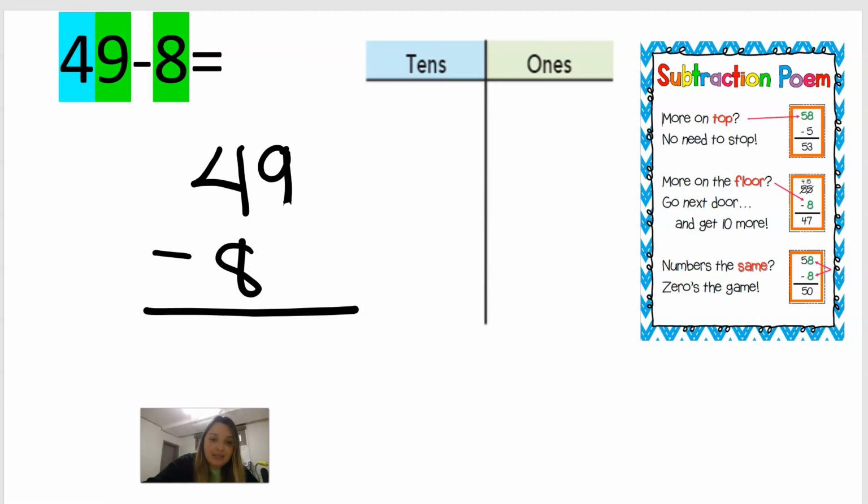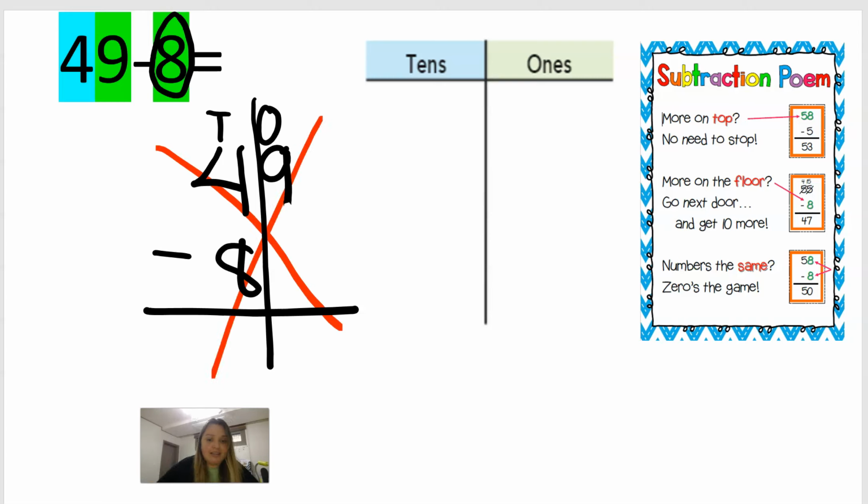It is not correct because the 8 is not a 10. And this is the tens home. So this really means 49 minus 8 tens. That is not right. We are subtracting 8 ones. So this is what we do. That is incorrect. The right way is to line up the ones with the ones or the greens with the greens.